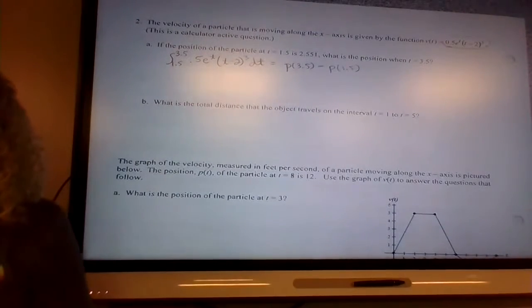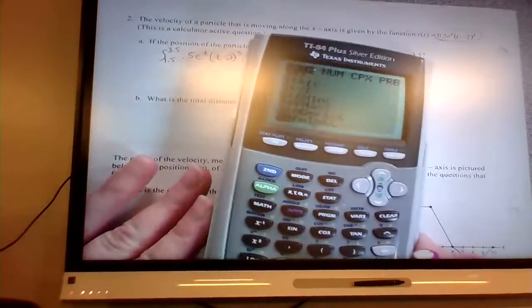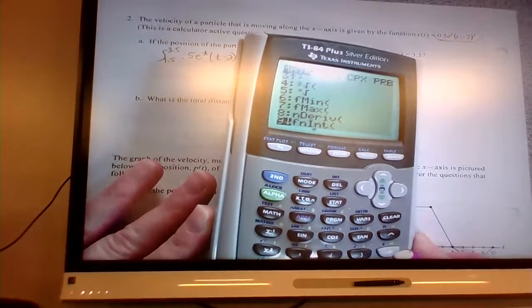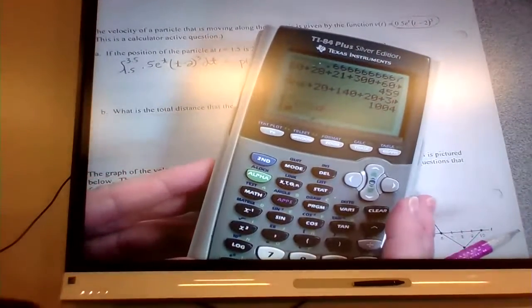Now, this can go in your calculator, okay? And I'm not going to take a lot of time to show you how to do it right now because you're at home, you've got internet, but you can do an integral on your calculator, okay? And it looks just like what we've been doing, okay?